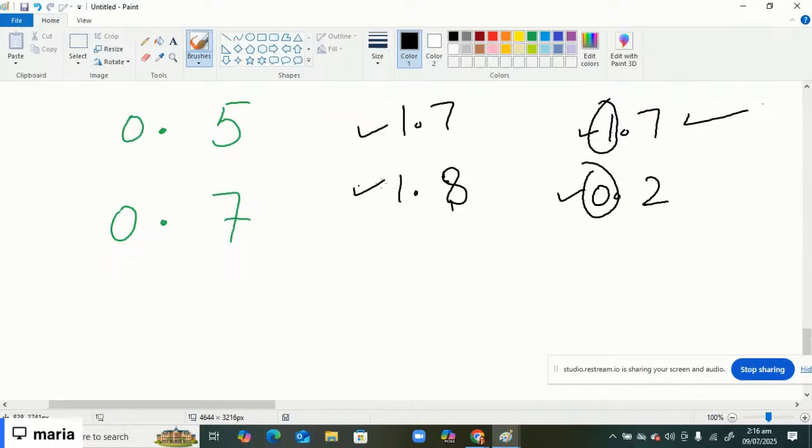But if that one is the same, we go and check the number on the right side of the decimal, and then we can see which number is greater and which number is smaller. If one number is greater, we can say that the full number is greater. If that number is smaller, we can say that this number is smaller. Let's suppose here is 0.5, 0.7.